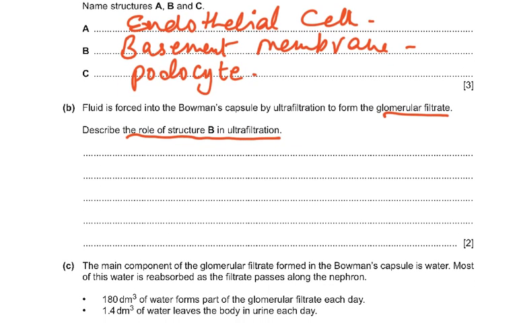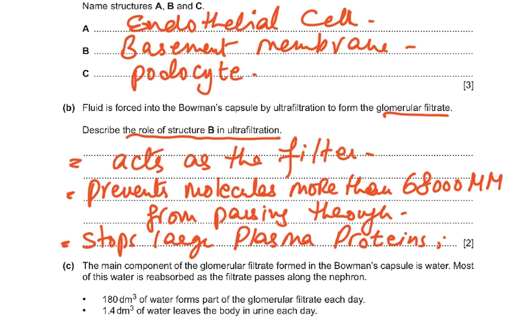What is the main thing? Acts as a filter, prevents molecules with more than 68,000 from passing through, stops large plasma proteins and red blood cells from passing through. So acts as a filter, prevents molecules of more than 68,000 from passing through, and stops large plasma proteins and even red blood cells. So you could have even said the RBCs, the red blood cells.